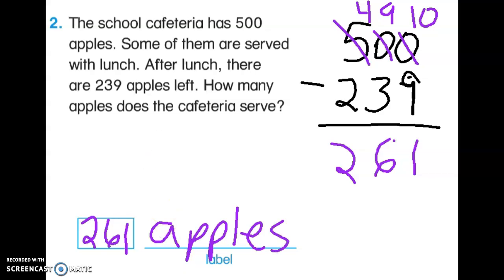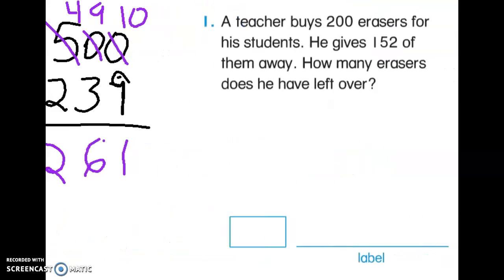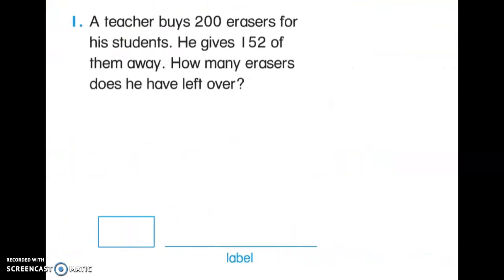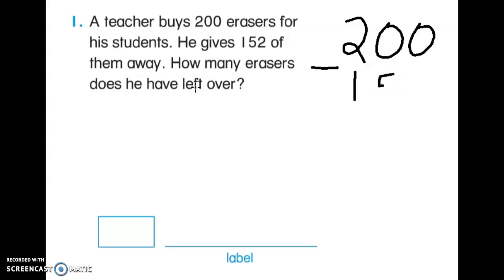All right, moving over to the next kind of word problem. A teacher buys 200 erasers for his students. He gives 152 of them away. How many erasers does he have left? This one is even simpler than the one before because we start with 200. And it already says gives away 152. So it is set up for us. We do not need to switch anything.